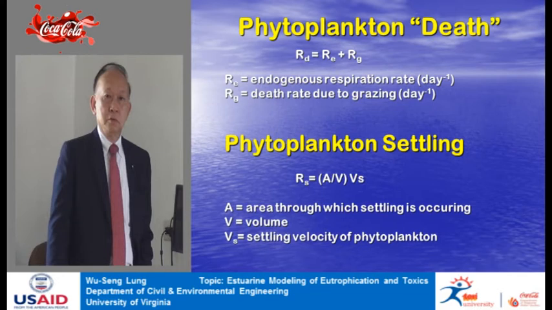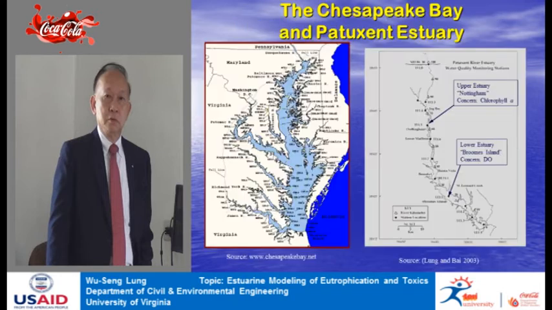No problem. Phytoplankton death has two parts. Endogenous respiration is self-respiration, and the other one is grazing by zooplankton, the animals. Endogenous respiration is important because during the night, with no sunlight, they respire and lose biomass. Then they settle to the bottom. So these are basic parameters.